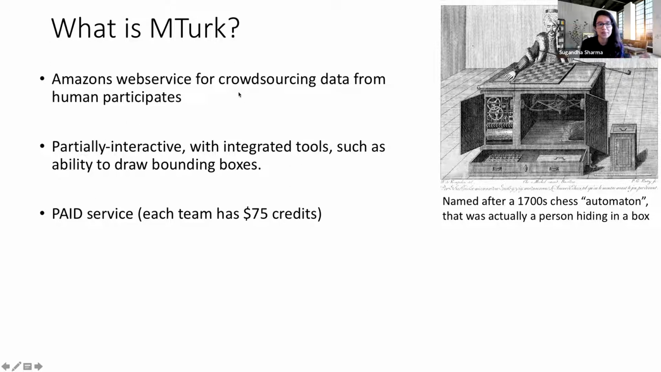But in general, MTurk is a web service offered by Amazon for collecting data from human participants. It is partially interactive. It has some very nice integrated tools that you can use to design your experiments. So for instance, the ability to add labels to images, or segment images, or draw bounding boxes around images, and things like that. And it's a paid service. So when we are collecting data from human participants, we also pay them according to how much time they're spending doing our experiments. And so for the purpose of this class, each group would be given $75 worth of credits.